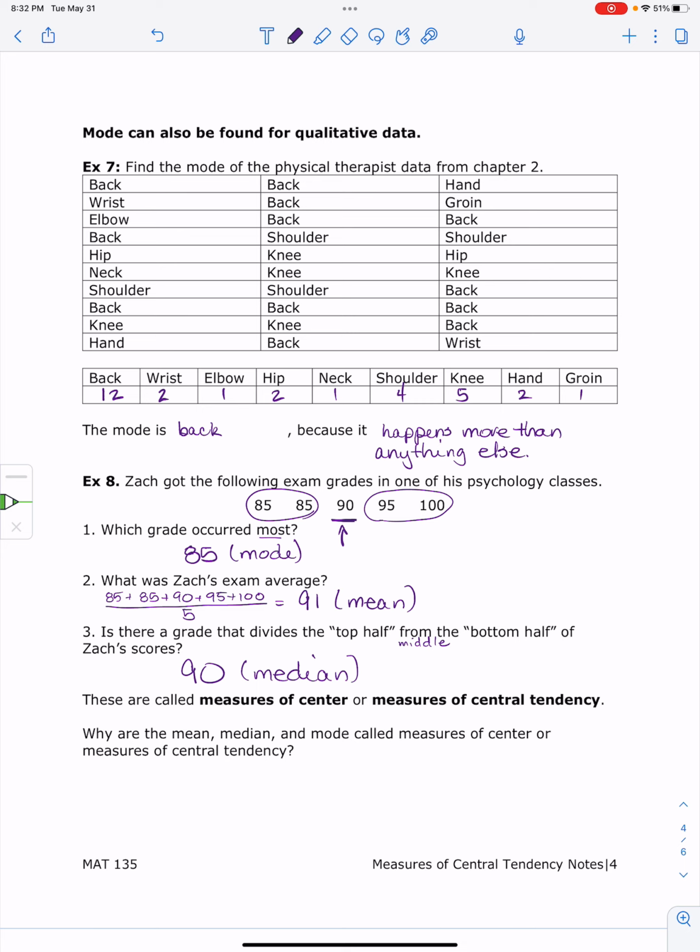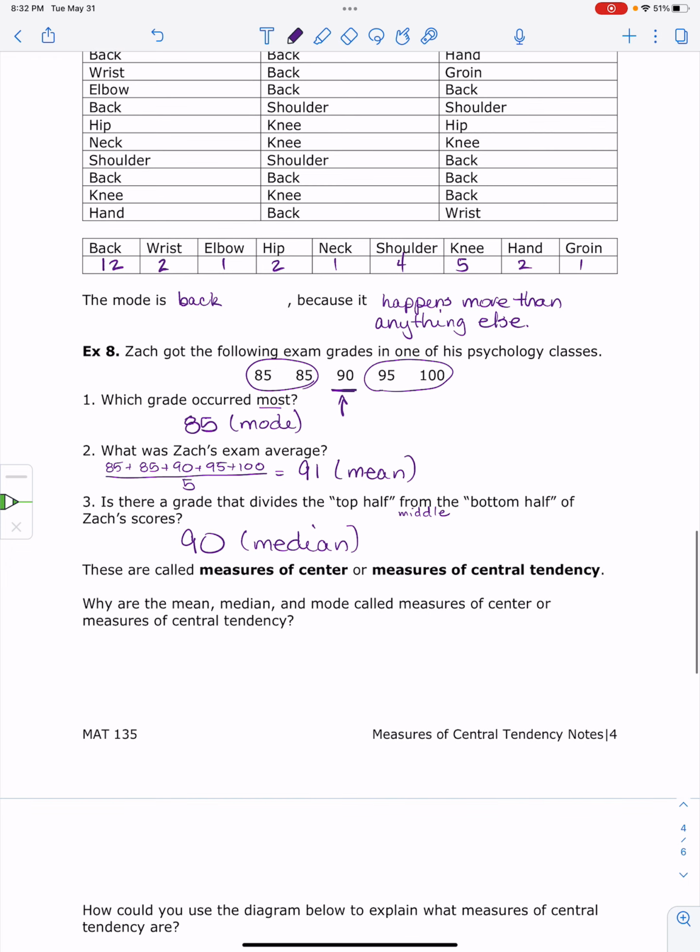All 3 of these are called measures of center or measures of central tendency. And that's because they give us a way to describe the data set as a whole. So there are different ways.